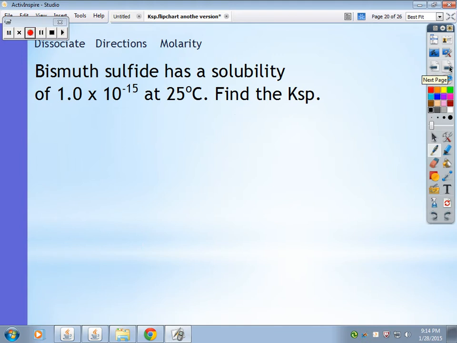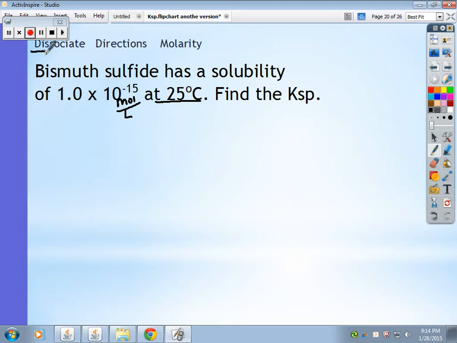By the way, this should say moles per liter. And it's at 25 degrees Celsius. I'm putting that in here now because what would happen if I told you a different temperature? If I heat things up or cool things down, don't they dissolve differently? Okay, so it's very important to have that temperature in there. So, what are my steps?